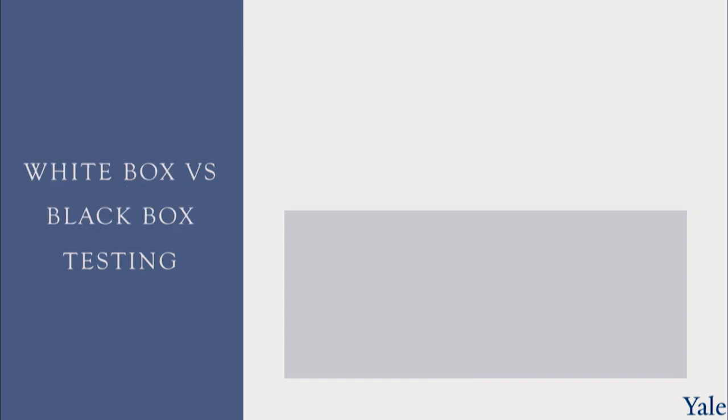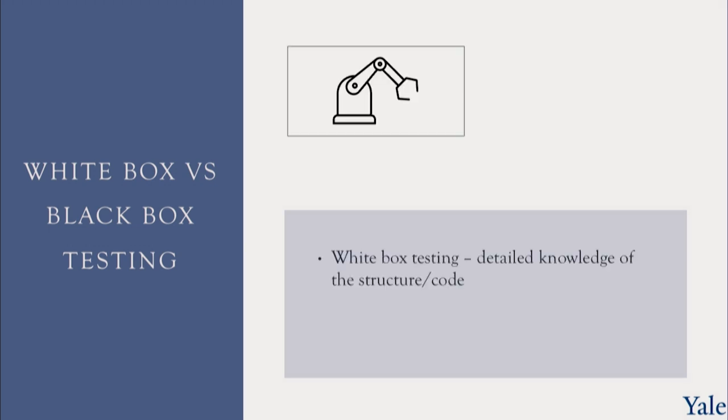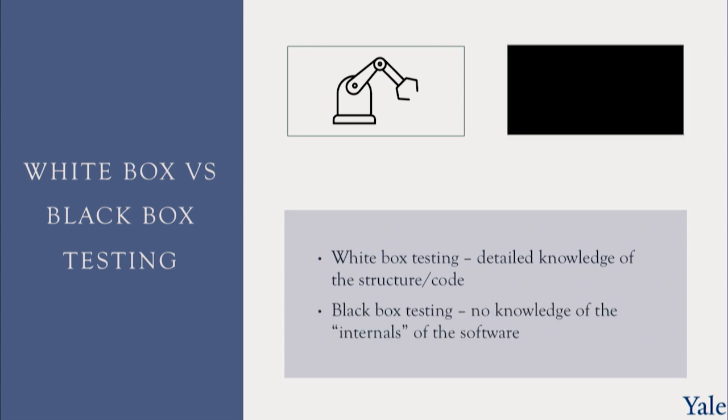There are two fundamental types of testing: whitebox versus blackbox testing. So let's see what these things mean. In whitebox testing, we do our testing using detailed knowledge of the structure of the code. Another way to think about that is that we can see inside. In blackbox testing, we have no knowledge of the internals of the software. We're testing it from the outside.